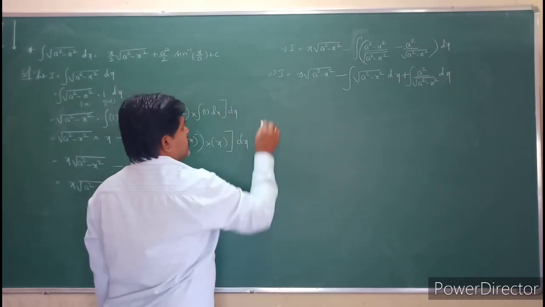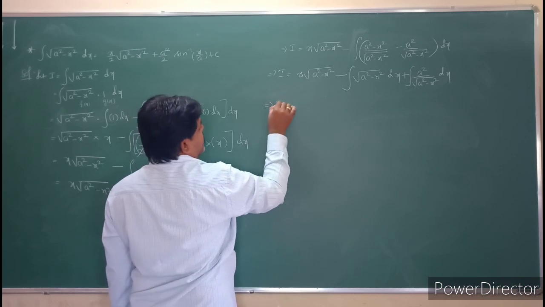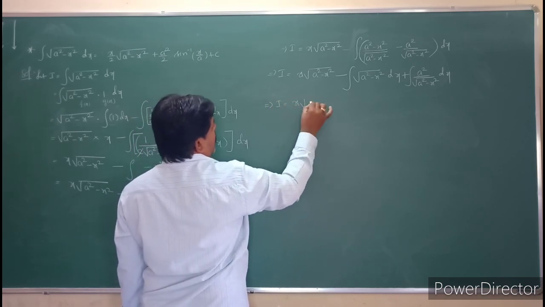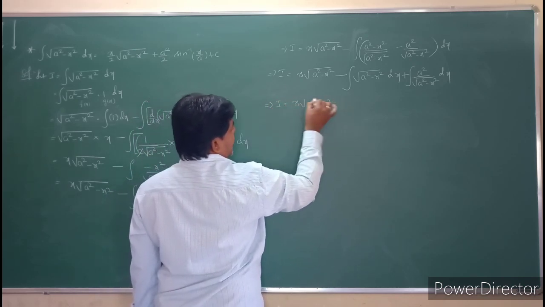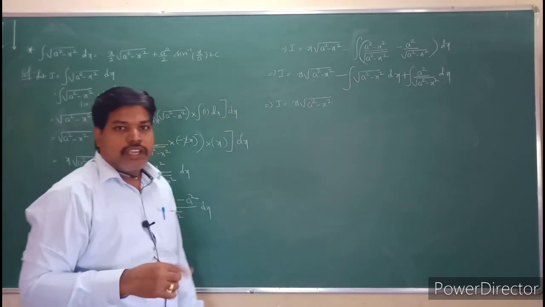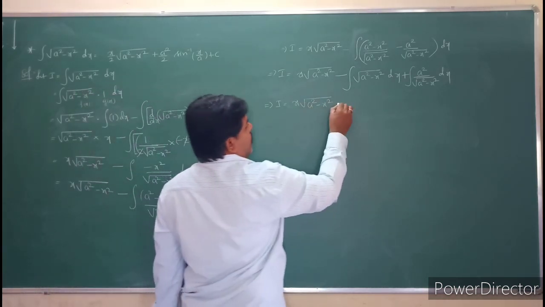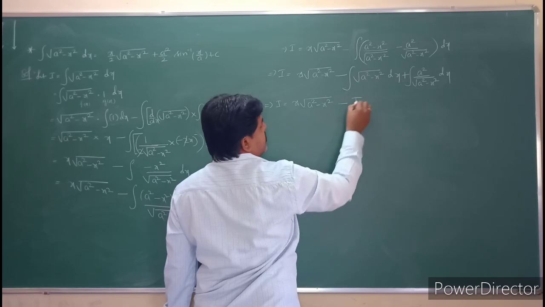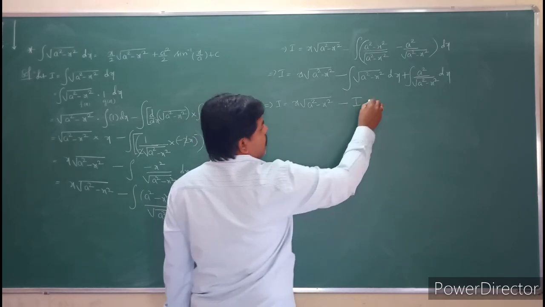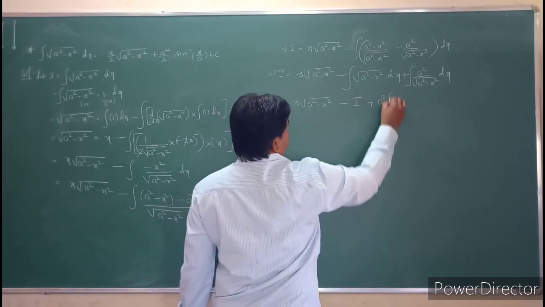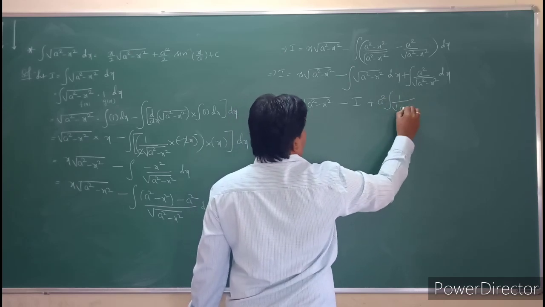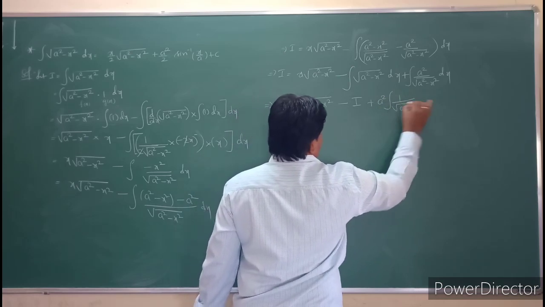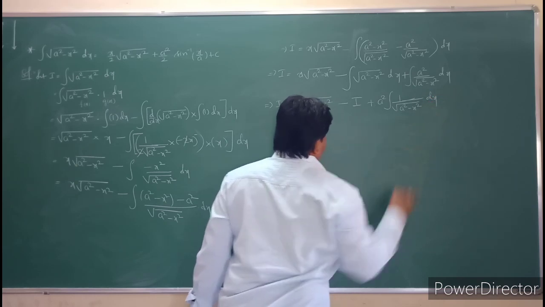So what happens, students? That implies I is equal to x into root of a square minus x square, minus, what is this value? This value is nothing but I, plus a square into integral of 1 by root of a square minus x square into dx.